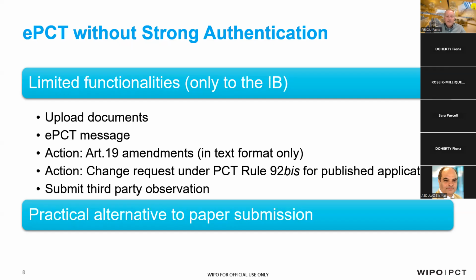You can only send ePCT messages to ZIB. And then you can do 3 actions. The first one is to send amendments under Article 19 to ZIB in text format only. You can also request a change under Rule 92 bis at ZIB, but only for published applications.